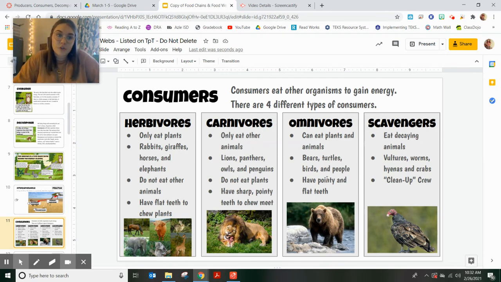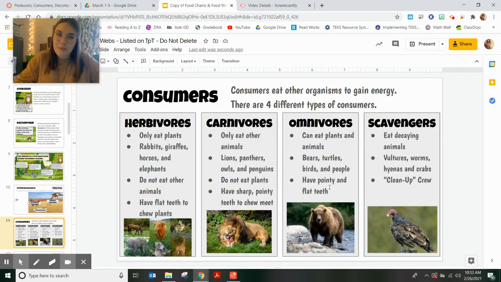So we have our producers. We know that they are all plants. We have our decomposers, fungi, mushrooms, vultures, shrimp, but we haven't talked much about the consumers. There are 4 different types of consumers: herbivores, carnivores, omnivores, and scavengers. So your herbivores are typically your primary consumer because they only eat plants. If it is an herbivore, it only eats plants.